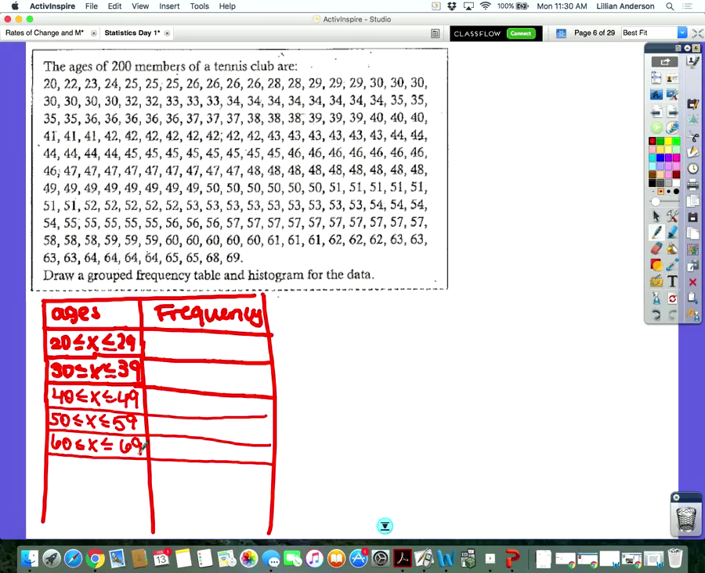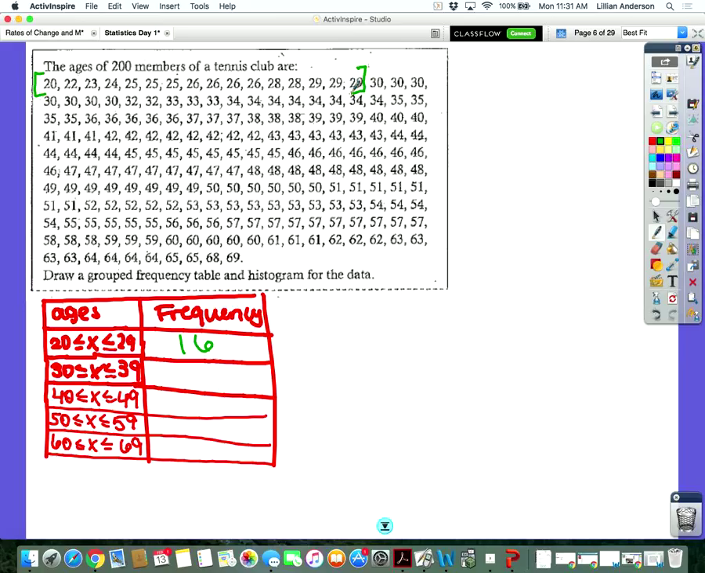So there's your group frequency table. Now you basically do the exact same thing that we did before. You count how many numbers actually fall in these groups. So between 20 and 29, how many numbers is that? 16. Can I get a confirmation? Yes. Alright, so from 20 to 29, there's 16.